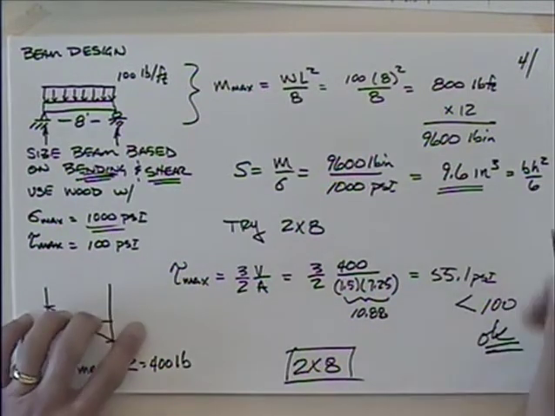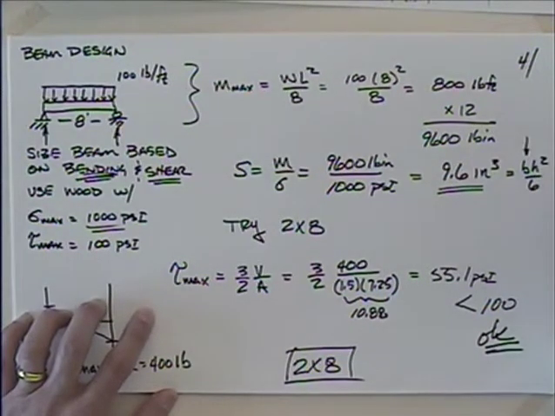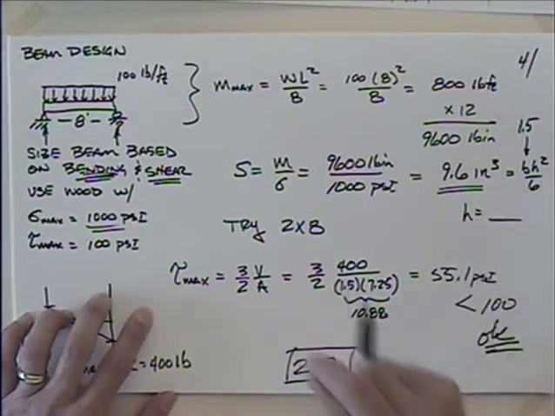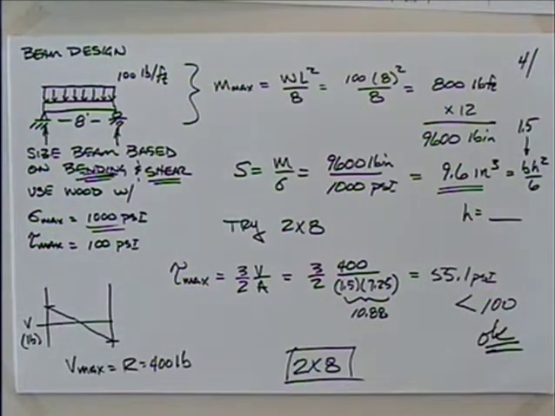If you didn't have the table, you would have probably assumed, well, I'm going to try a 2 by, so you'd assume b at 1.5, and then you'd solve for h. You'd come up with what h is, and presumably you'd get something a little less than 7 1/4. That would tell you that you needed a 2 by 8. You could then run from there.